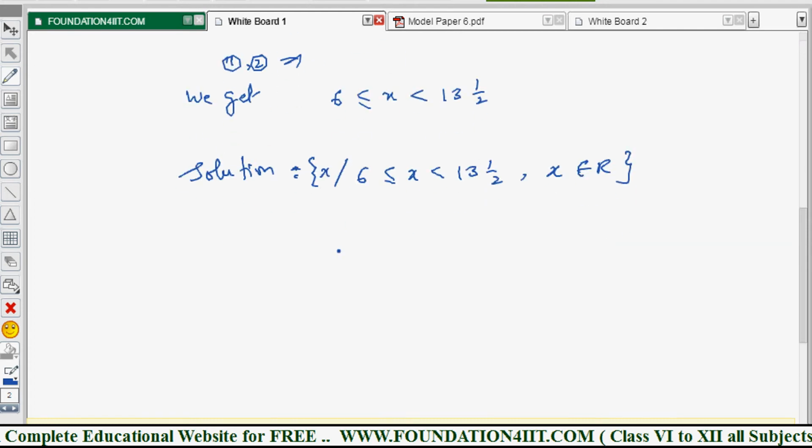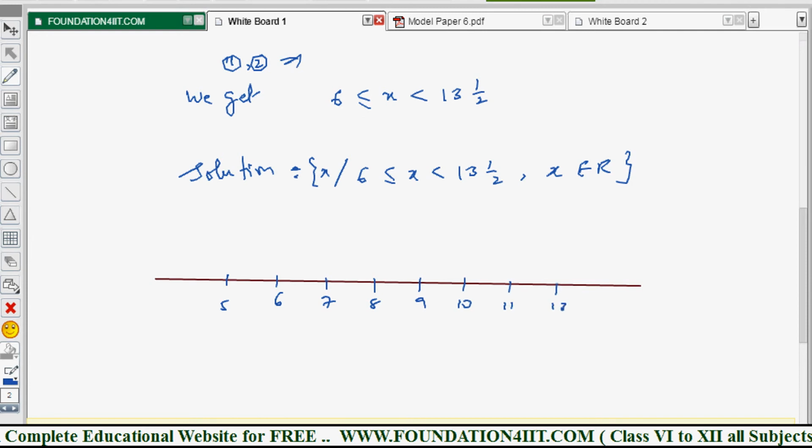Now this will be represented on the number line. Here the x values are from 6 to 13 and a half. So you just take 5, 6, 7, 8, 9, 10, 11, 12, 13 and 14, because of 13 and a half. Now you should take the line from 6, not 5, because 6 is also included. 6 is less than or equal to x, that means x is greater than or equal to 6. 6 is included.